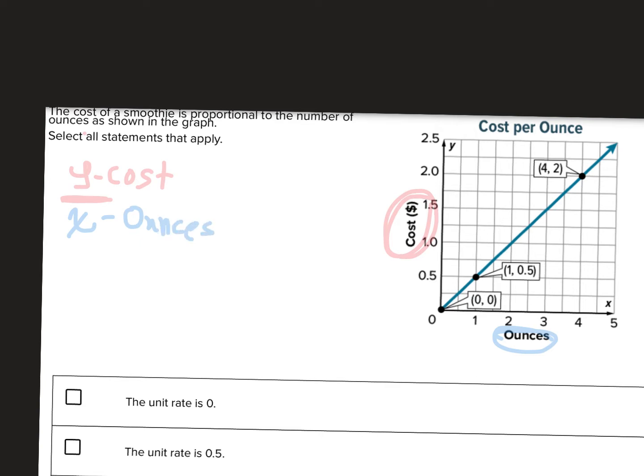I can always read the problem too. See, the cost of a smoothie is proportional to the number of ounces shown on the graph. Select the statements that apply. Okay, so every time my ounces are added, my cost goes up. All right, now let's see how much by.